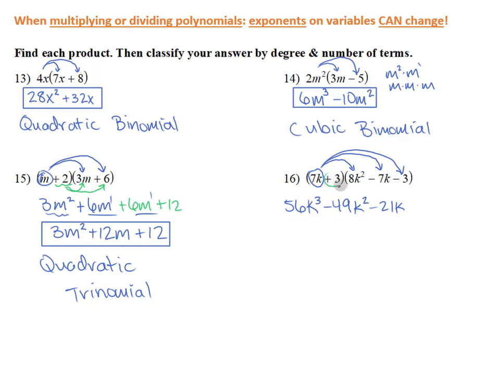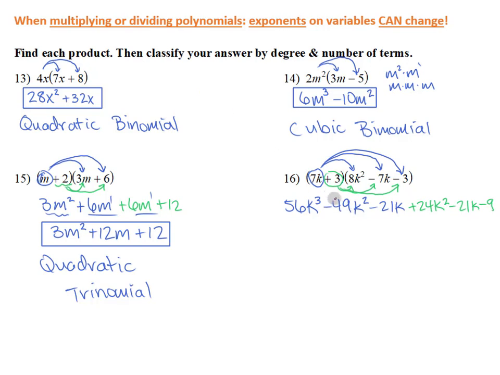Now we're going to distribute our positive 3. Okay, and I know I'm going to run out of room trying to write these next 3 terms. Probably. We'll see if we can squeeze them in. Positive 3 times 8k squared will make 24k squared. 3 times negative 7k makes negative 21k. And 3 times negative 3 is negative 9. Just barely enough space there.